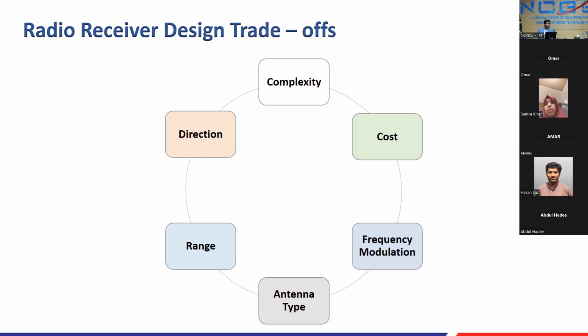You have a duplexer mode, or you have single channel communication. So these are all design trade-offs when we are selecting a configuration for the receiver. They do come close and play a role in our selection.